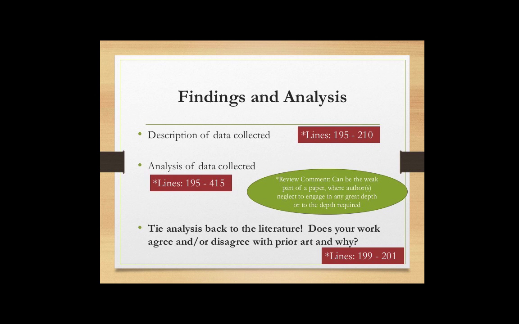For the findings and analysis of the paper, you want to start by having a description of the data that you collected. Then you want to actually go into sections where you analyze the data that were collected. And then you want to actually tie that analysis back to the literature. It's very important. Does your work agree or disagree with the prior art, and why? We have examples of these three items in the next three slides as well.